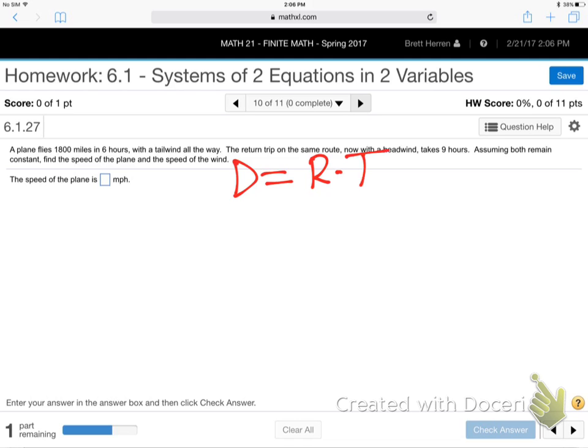I had a student 20-something years ago. I'm getting old now. Said, the dirt equation, Mr. Heron. It's like my second year. The dirt? You mean the dirt? Sure. Okay, great. That helps you remember it. Looks like the word dirt.